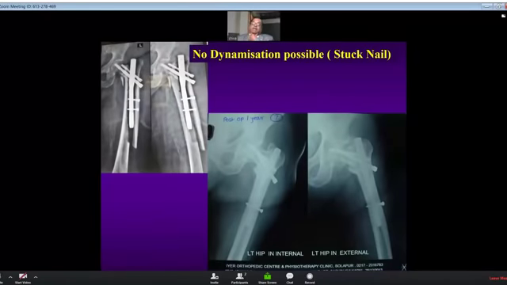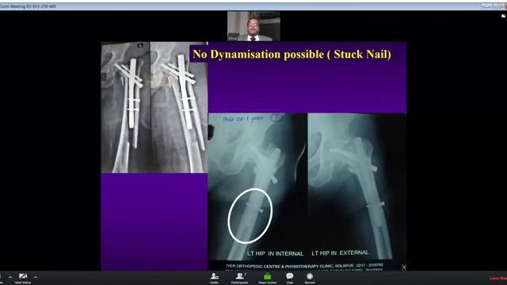Stuck up nail, again no dynamization is possible, though in this case this is the last case I had Z effect in my own hands. This is operated sometime in late 2012. This is the X-ray in 2013 December, almost about 1 year after subsequently.